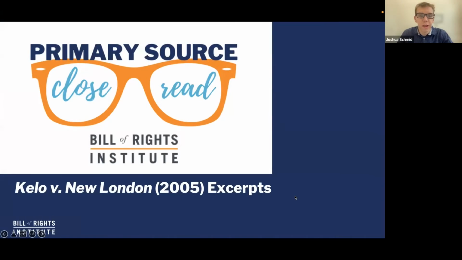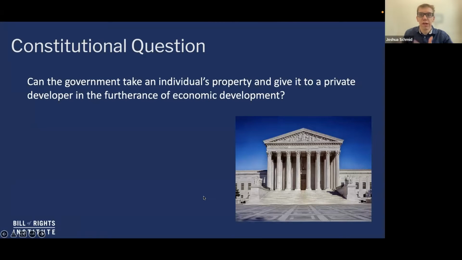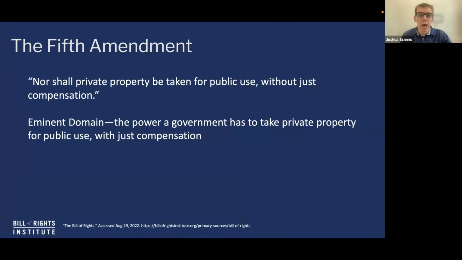Great. So this case involves this constitutional question that I read at the beginning. It's revolving around property rights and specifically the Fifth Amendment. And so we have here the wording of the final clause of the Fifth Amendment: nor shall private property be taken for public use without just compensation. And this is the definition, basically, of eminent domain. Could you tell me a little bit about what eminent domain means?